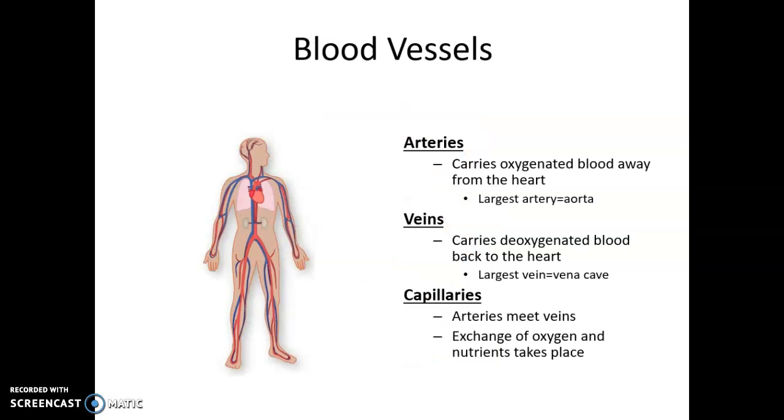Blood vessels, we have arteries. Arteries carry oxygenated blood away from the heart. Your largest artery is your aorta. I always try to remember arteries away. They carry it away from the heart. Veins carry blood to the heart, so it's coming to the heart to become oxygenated. It carries deoxygenated blood back to the heart through the vena cava, which is the largest vein. And capillaries are where arteries and veins meet, and that's where the exchange happens between oxygen and carbon dioxide.